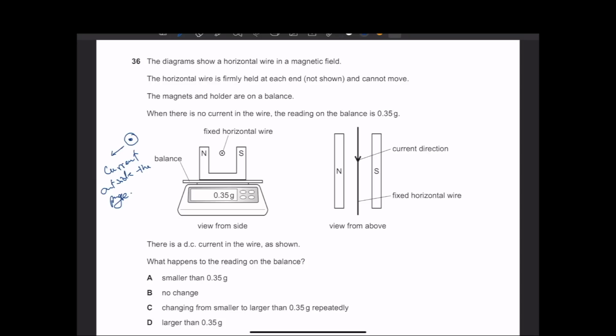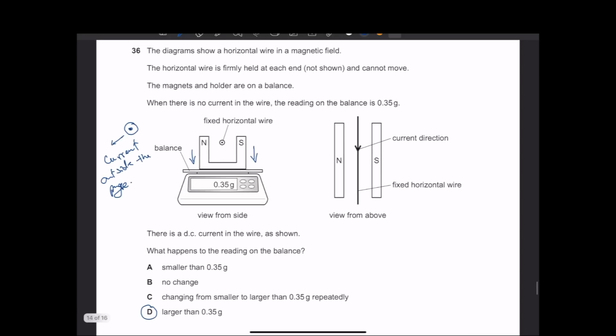If that happens, I am going to need to use my left hand rule from N to S, with the longer finger towards you, then the force acting on the wire will be up. If the force acting on the wire is up, it means the magnet itself will be pushed down. If the magnet is pushed down, it means the reading here will increase. So it's going to be larger than 0.35 grams. So I'm going to choose D here.